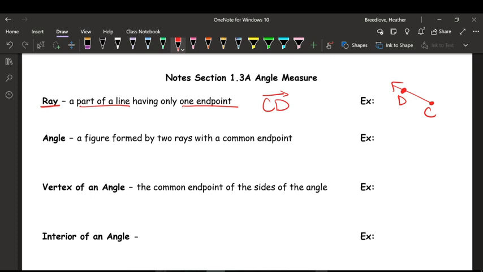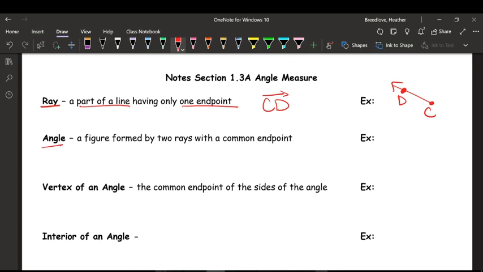I did it this way on purpose: my example of the ray is pointing to the left, but my symbol with the letters CD is pointing to the right. The symbol always points to the right. But the order of the letters matters, because if you see here in the example, the endpoint is where C is. The D is closer to the arrow. The symbol always points to the right, and you put the letters to match the picture. All right? That is a ray.